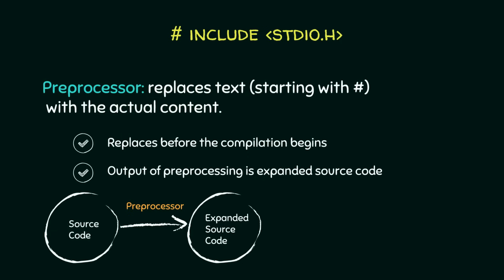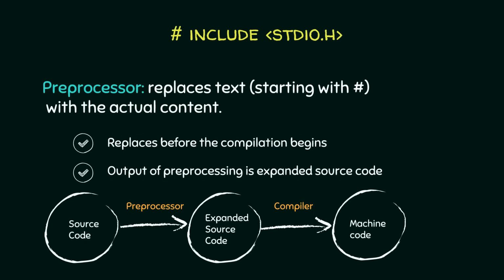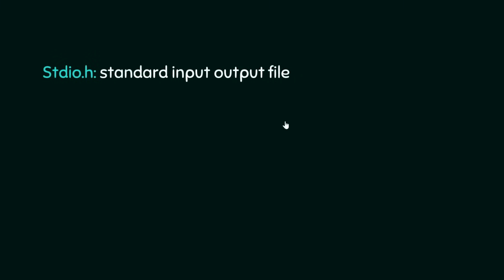After that, it sends the code to the compiler, and the compiler does its normal processing of converting source code to machine code. Therefore, #include <stdio.h> simply requests the preprocessor to include the file stdio.h. Now what does stdio.h mean? stdio.h is the standard input-output file with the .h extension. This file with the .h extension is called a header file.